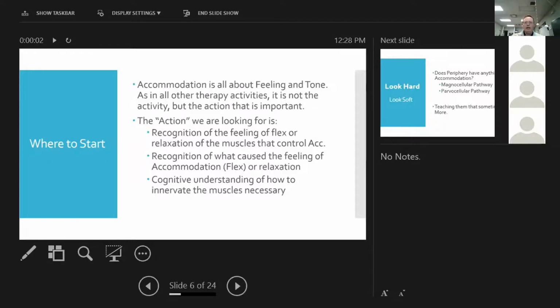One is a recognition of the feeling of flex or relaxation of the muscles that control accommodation. And really, that control accommodation only. So not what controls accommodation and what would control vergences, okay? But what controls accommodation. And we work with lots of kids that have very poor muscle tone. We've talked about that, and with doing convergence and some other things. And so when you ask them what their eye feels like, you're looking for them to say, well, it feels like it was flexed, it feels like it was tight.